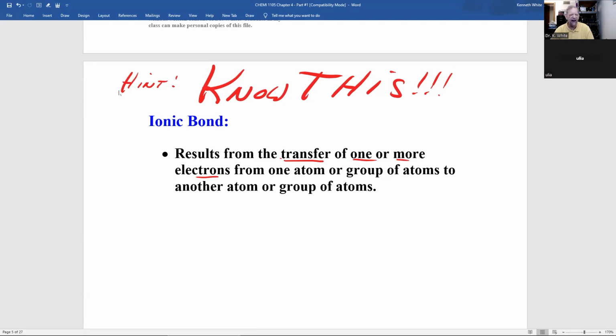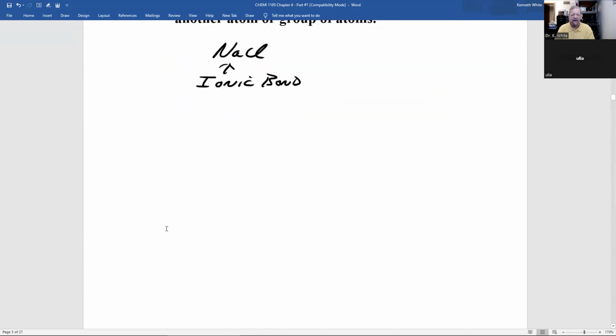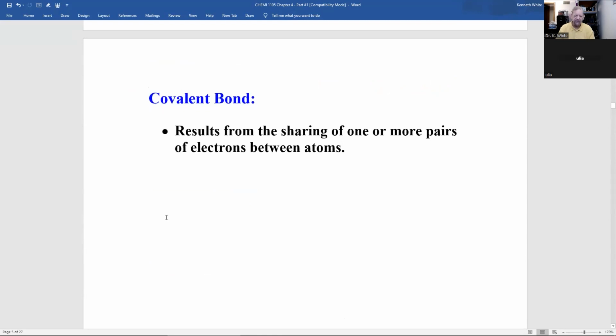An example of a molecule with an ionic bond is sodium chloride. The sodium and chloride atoms are held together by an ionic bond. And again, you should know, what is an ionic bond? It results from the transfer of one or more electrons from one atom or group of atoms to another atom or group of atoms. And that's how sodium chloride, table salt, is formed. Now, the other type of chemical bond is the covalent bond.